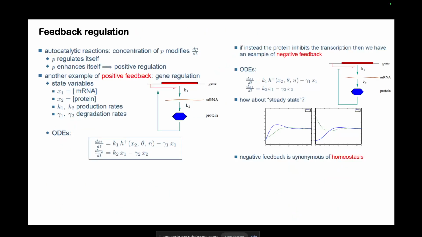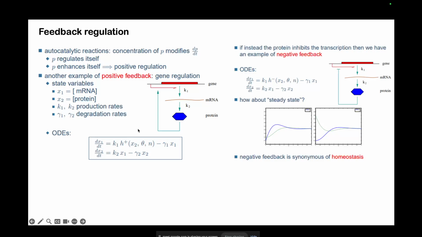Okay. So you have autocatalytic reactions, where a particular product regulates itself. This is a good example. There's a gene, an mRNA, and the protein, and the protein is regulating itself. So this is a positive feedback regulation. These are your assumptions: X1 is your mRNA, X2 is your protein. These are your production rates, and these are your degradation rates.